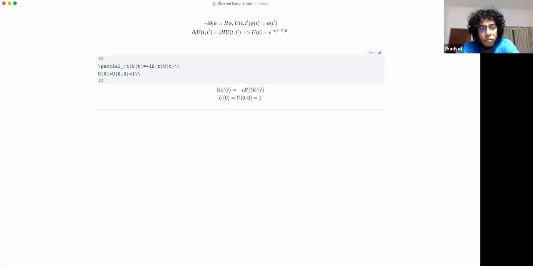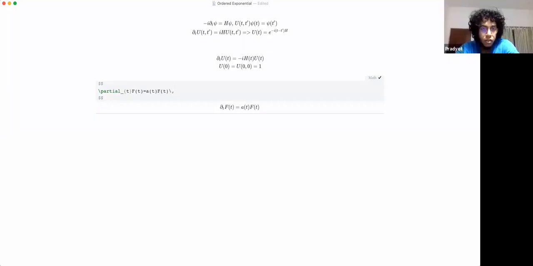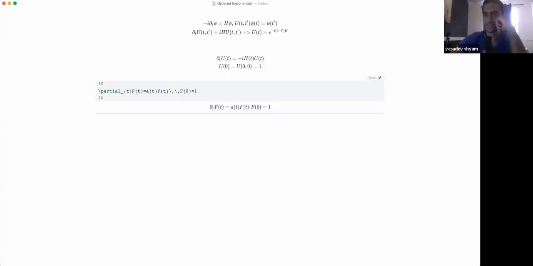So this problem falls into a broader class of problems, which very generally can be written in this way, with f of 0 equals 1. So we can forget the context and ask, how do I solve this equation?